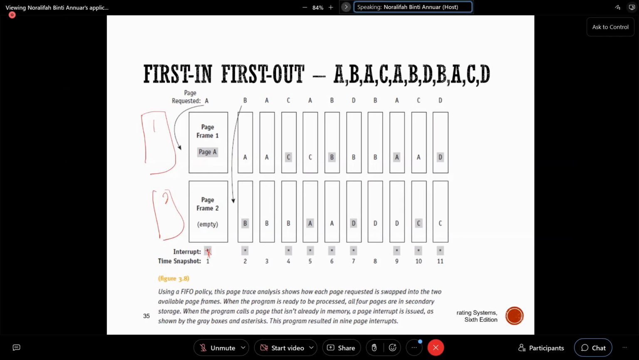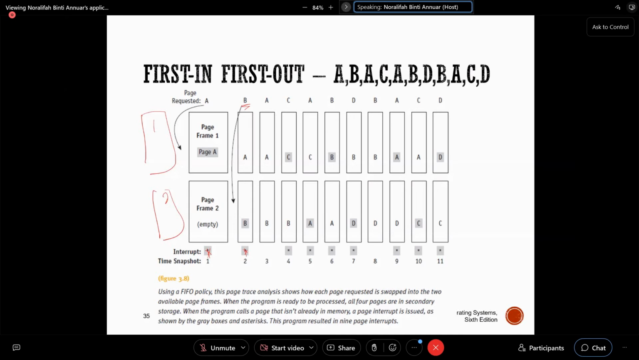What is the second request? The second request is B. Fetch B. B does not exist in either of these fetch frames. So it's a fetch fault. It will put an asterisk, marking it as a miss. It doesn't exist, so B will be loaded into the available frame, frame number 2. So at this point, the 2 frames are occupied with pages A and B.